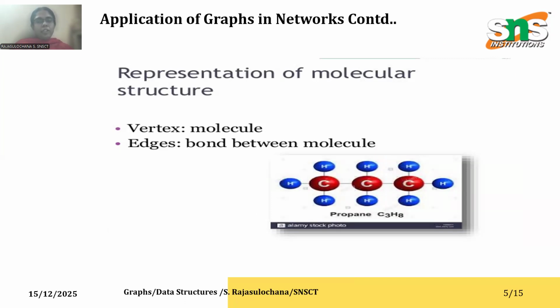And let us take the molecular structure. Molecular structure also makes use of graph data structure for its implementation. Let us take this example, propane, which contains carbon and hydrogen atoms. The molecules are represented with the help of vertices, and the bonds between the molecules are represented with the help of edges. Now look at this figure. The carbon and hydrogen are represented in the form of vertices, and the bond between carbon and hydrogen is represented with the help of edges.